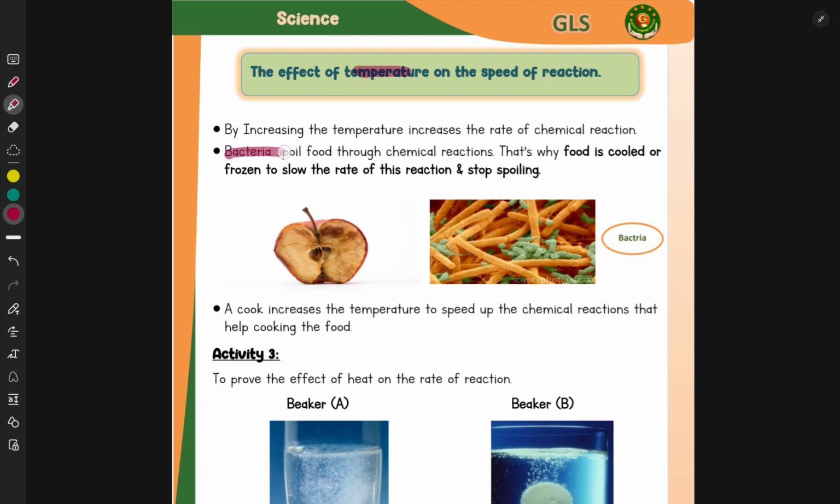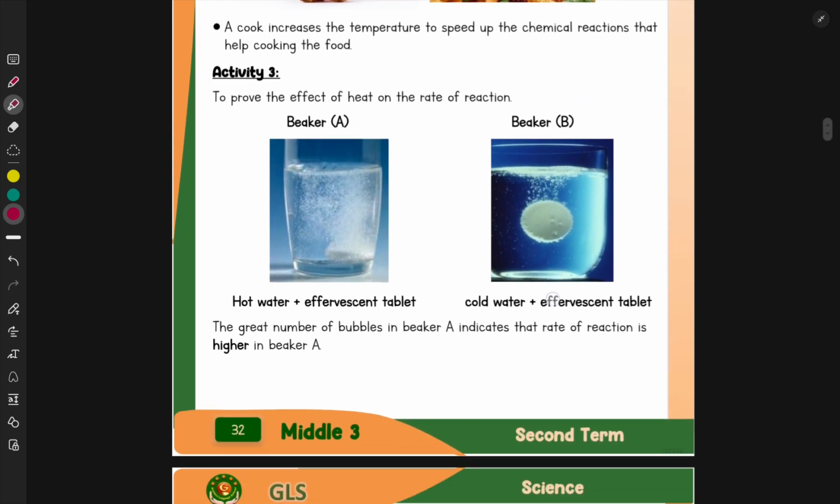Bacteria spoil food through chemical reaction. That's why food is cooled or frozen to slow the rate of reaction or stop it. Like a cook increases the temperature to speed up the chemical reaction that helps in cooking food, like fried potato.